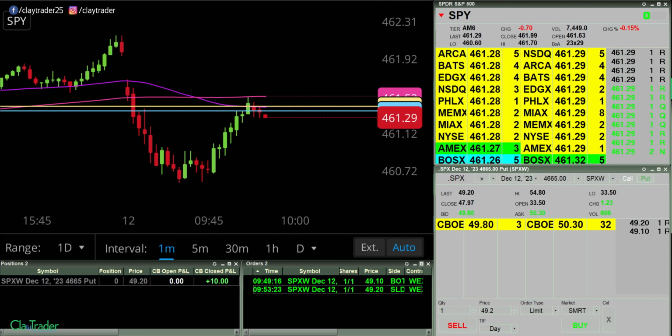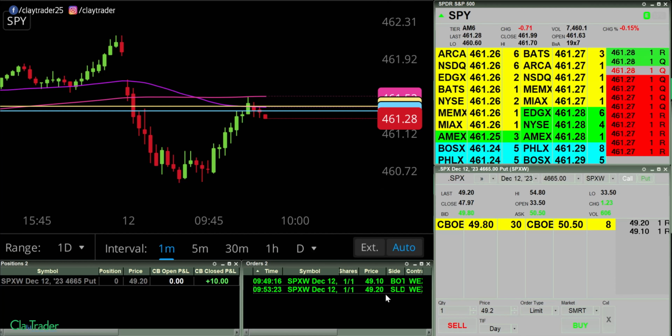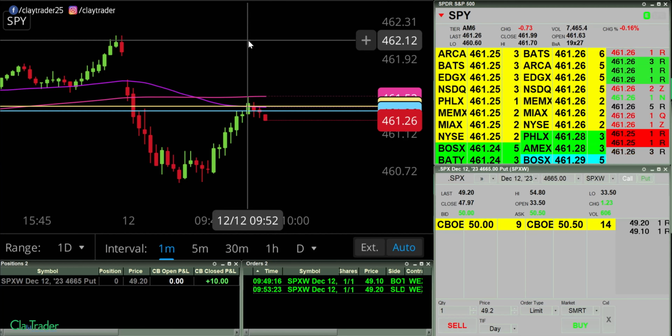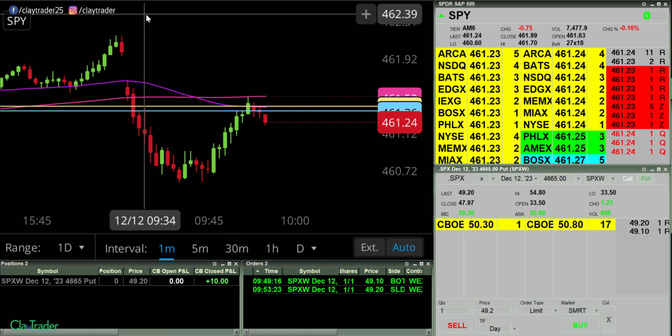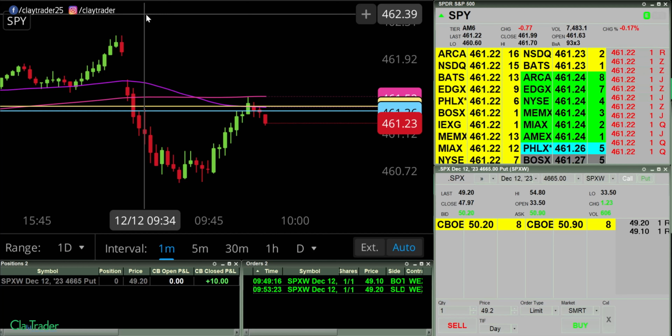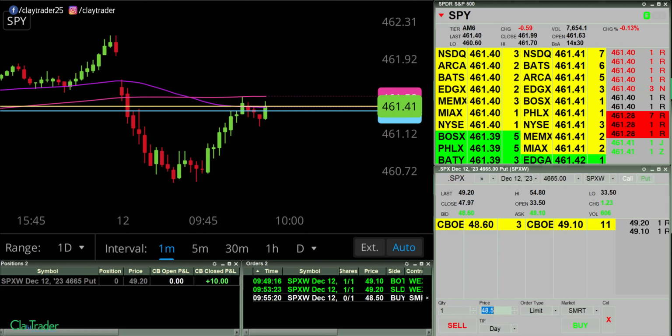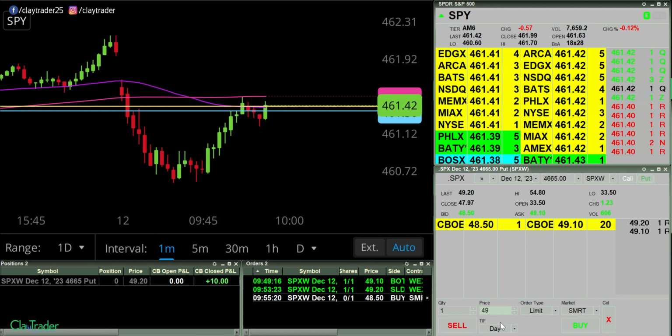So yeah, I held and I realized I could have been up way more than $10 had I taken it, but I was trying to give it a chance. And now it is coming down here, but that's just the way it goes sometimes. I will go ahead and pause. We're going to try for a put here at 48.50.